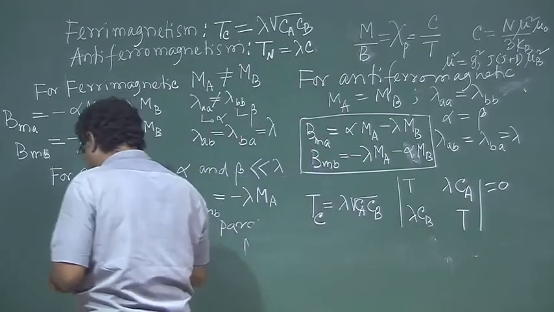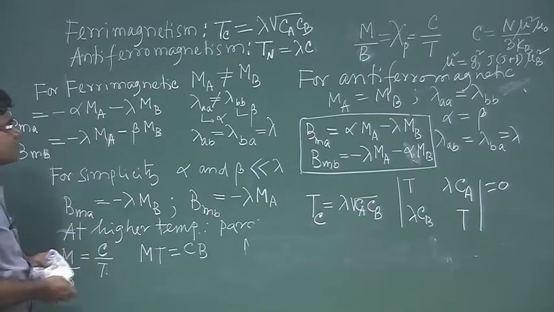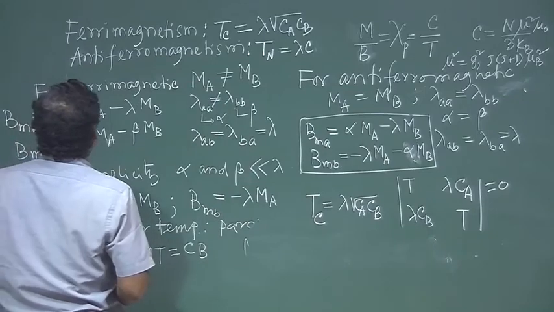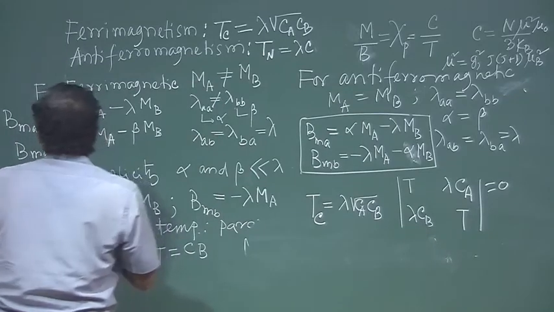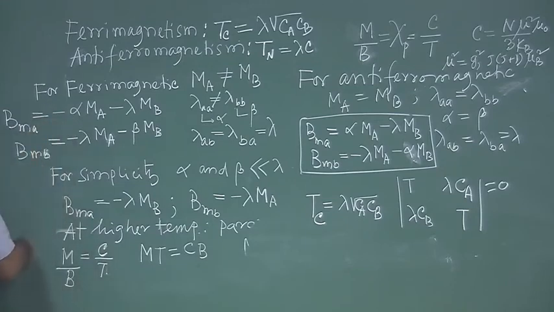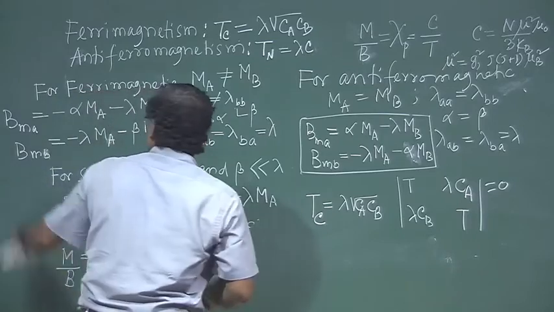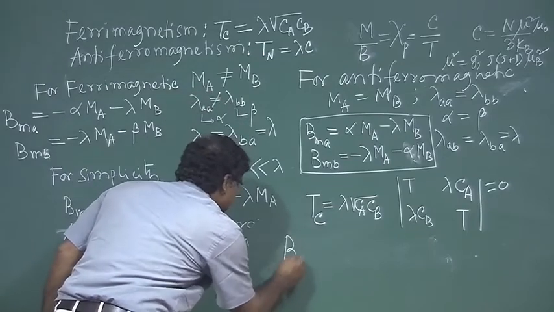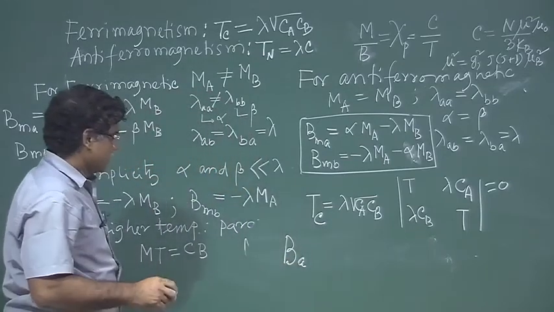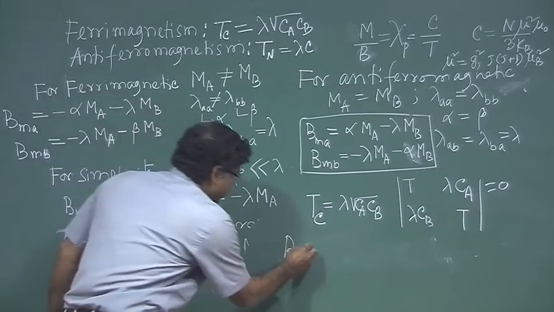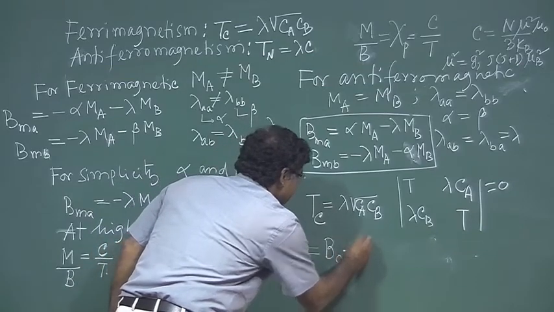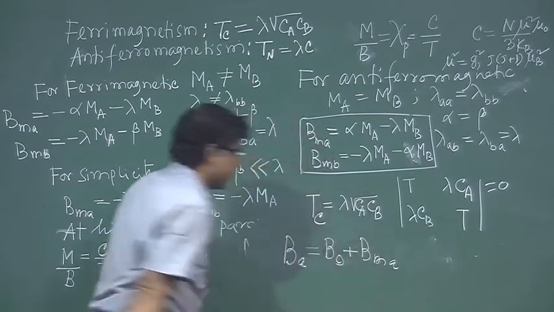So, for susceptibility what we have to do? In the paramagnetic phase we have to apply a magnetic field. So, in that case, if we write the total field on the A side, that is B_A, which will be B_0, the applied field, plus B_MA, right.